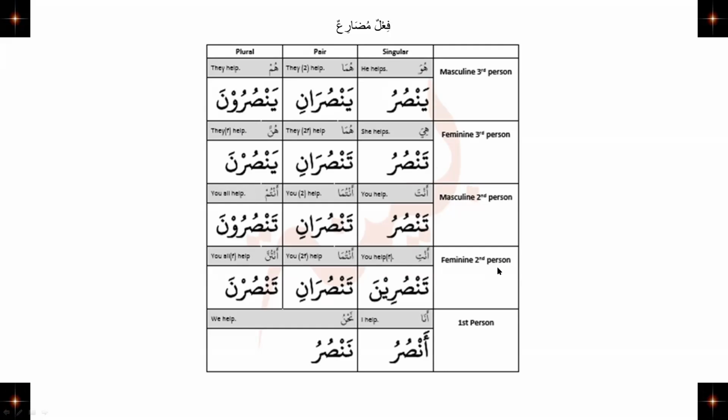So there are three types of fi'l mudhari. Fi'l mudhari normal, that is fi'l mudhari marfu'. Fi'l mudhari mansub is known as fi'l mudhari light, and fi'l mudhari majzoom is known as fi'l mudhari lightest. All we have to learn is the letters that can make fi'l mudhari light and the letters that can make fi'l mudhari lightest. And then we are done with fi'l mudhari. Okay, so quickly, that's what we are going to do now.